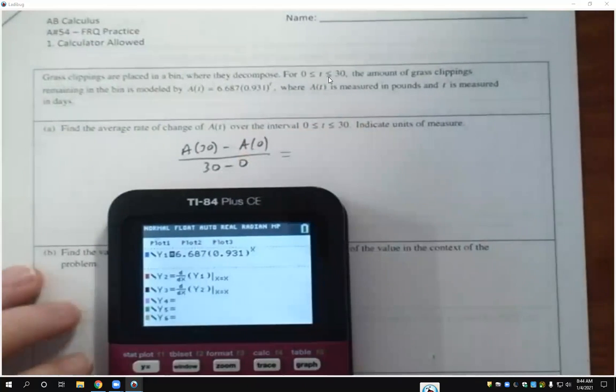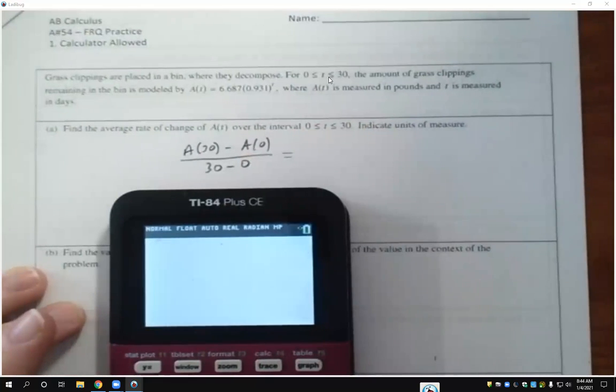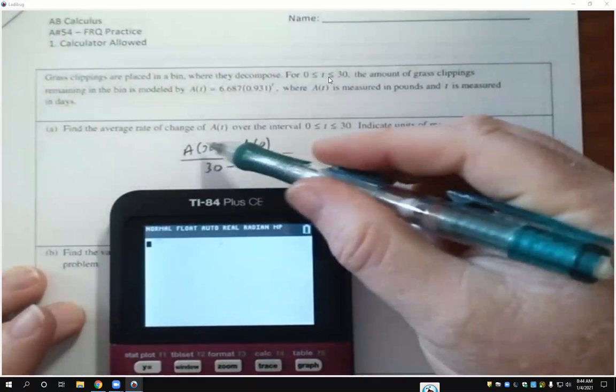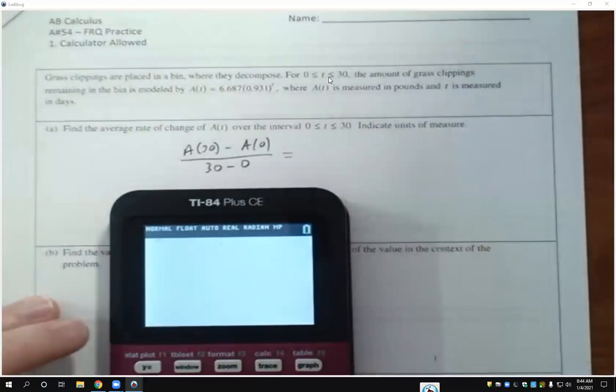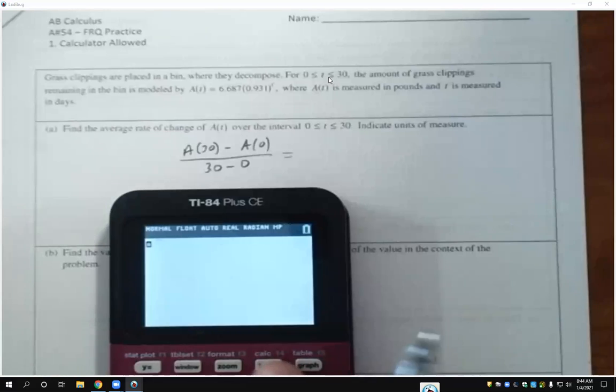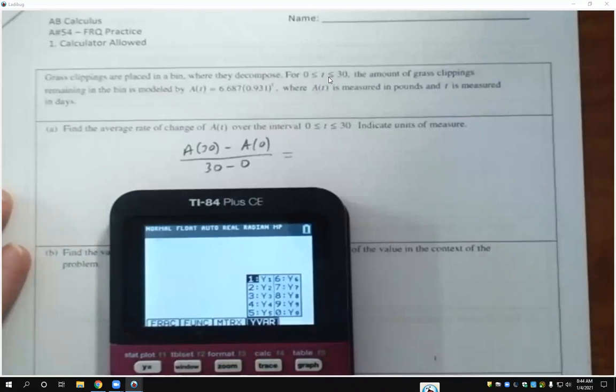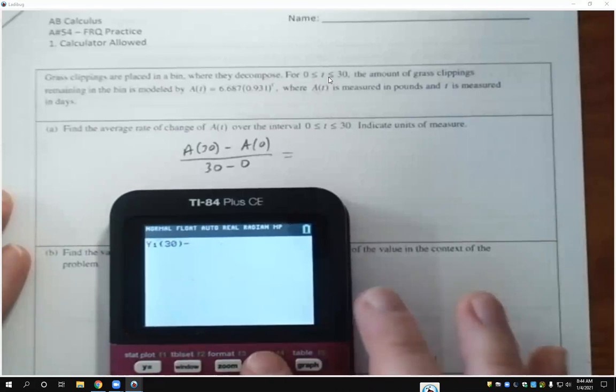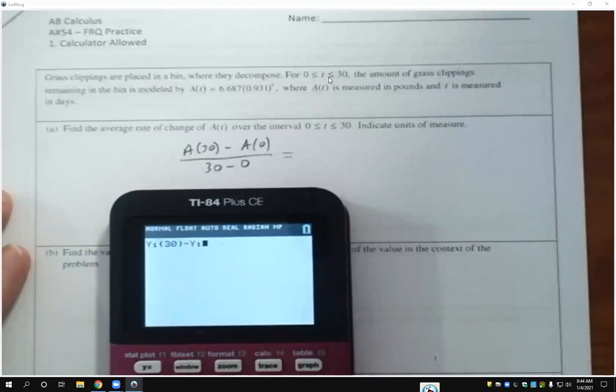Pretty simple. Once you have the function typed in, you can go to your home screen. And instead of saying A of 30, you can just say Y1 of 30. So I'm going to hit alpha F4, which is the trace/calc button, or the 4th one on your function buttons at the top. That menu comes up, and you just put Y1 and then put in parentheses 30. And then do the same thing for 0. So we're going to have Y1 of 0. And it's going to give us that number.